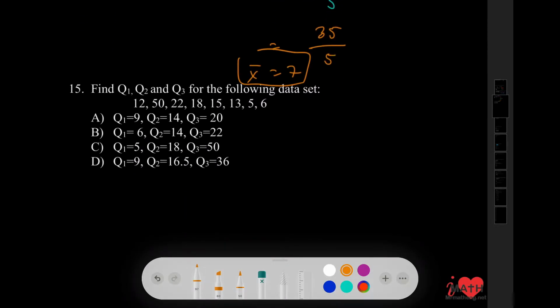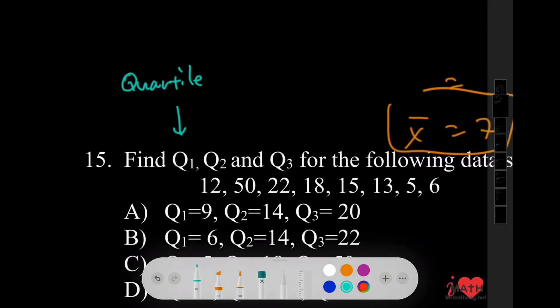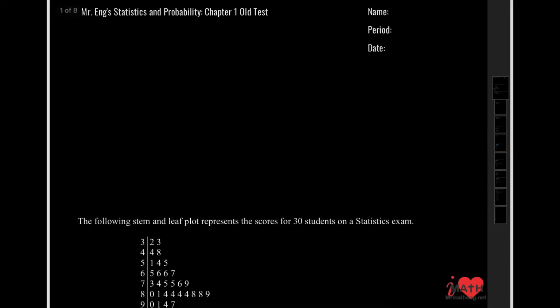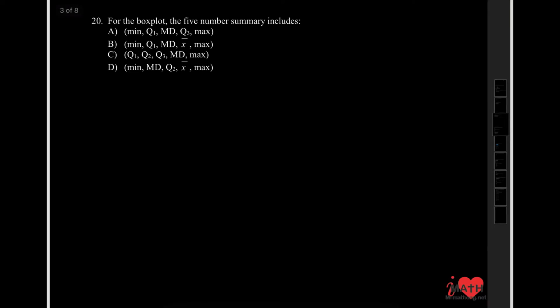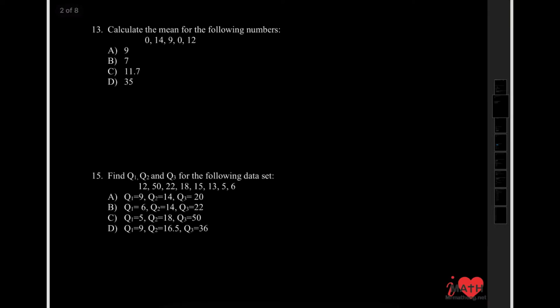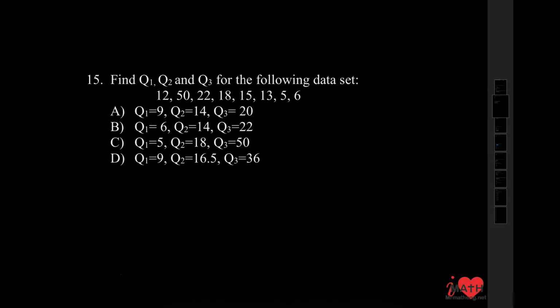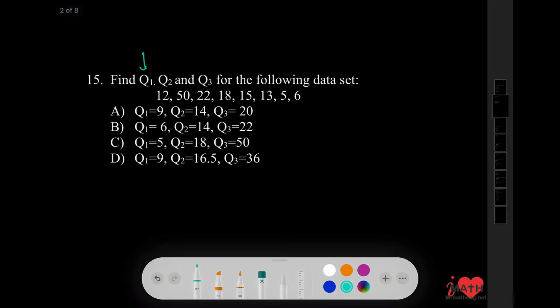Question number 15. Find Q1, Q2, and Q3 for the data sets. Remember, the Q's here represent quartiles. And I was trying to help you guys think that quartiles... what happened? Well, it just erased all my work. I don't know how that happens, but we'll keep going. Quartiles represent like quarters.